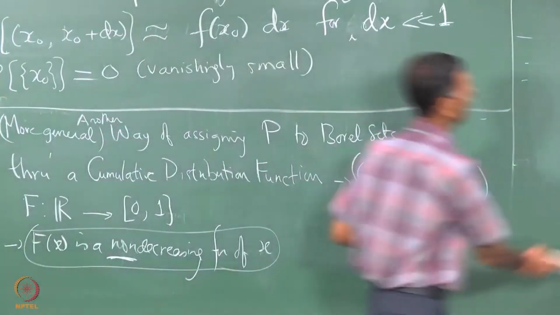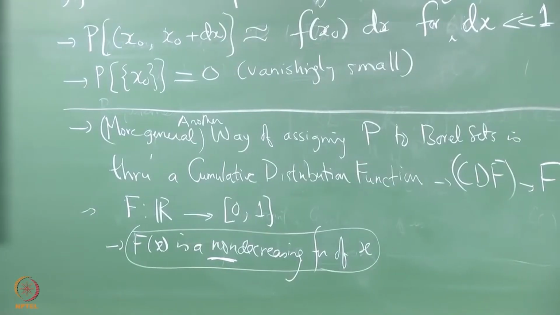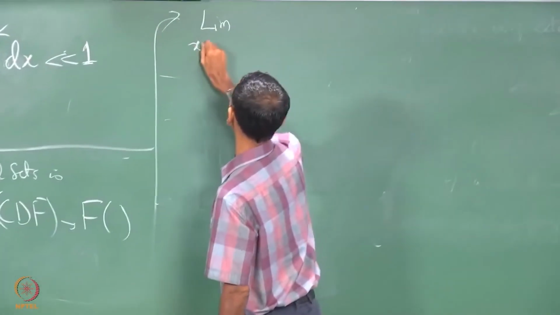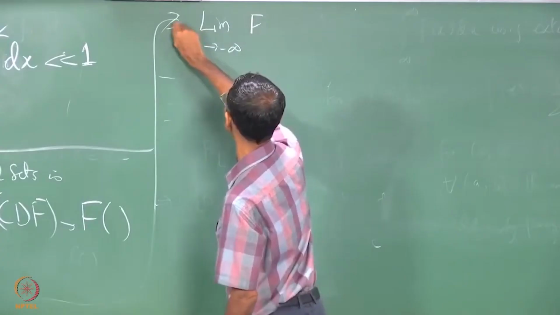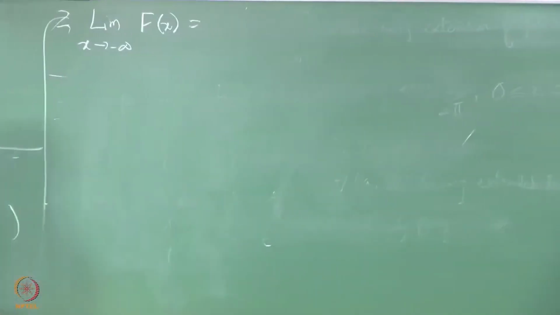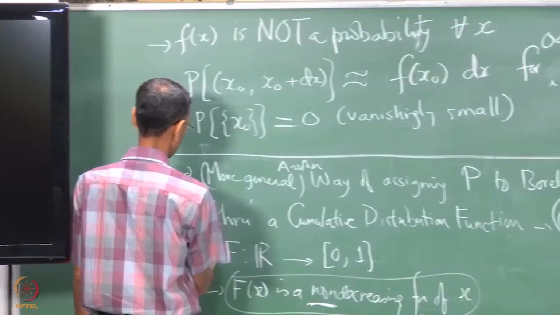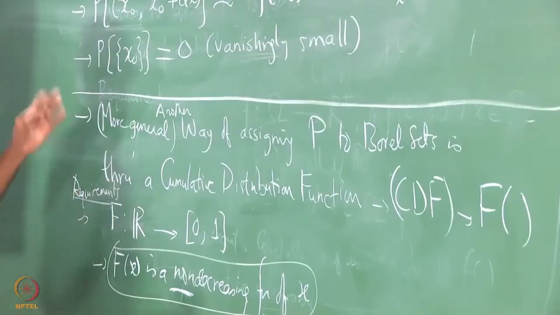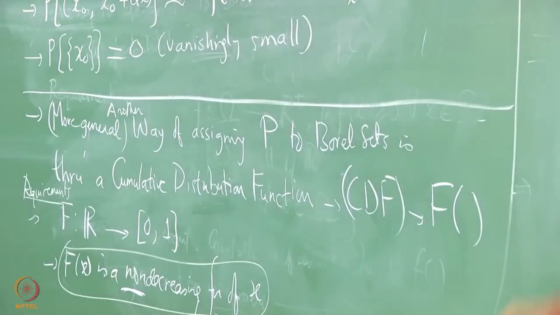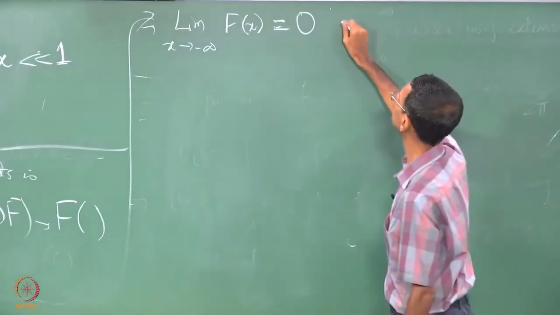Why? Because we will see, but before I look at the exact meaning of F, let me write out two more conditions. I want its limit as x goes to minus infinity. These are requirements, by the way: I want F to satisfy these. What value should we assign to this? It should be 0. As x goes to minus infinity, I want F of x to go to 0.